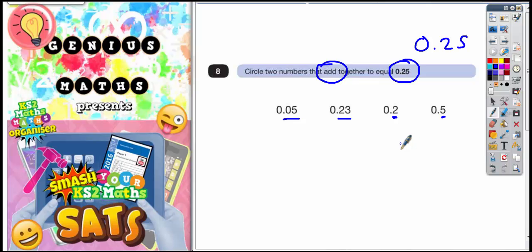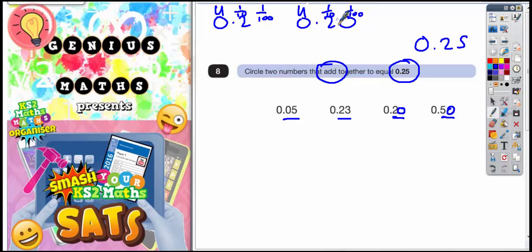To make things nice and easy, we might as well put a 0 on here to make it have 2 digits after the point, and a 0 on the end of the 5 to make that have 2 digits after the point. Remember, 0.2 and 0.20 mean the same thing, simply because this means no units and 2 tenths, whereas this means no units, 2 tenths, and no hundredths. Well, if there's nothing in this column here, that also means no hundredths. So they do actually mean the same thing.